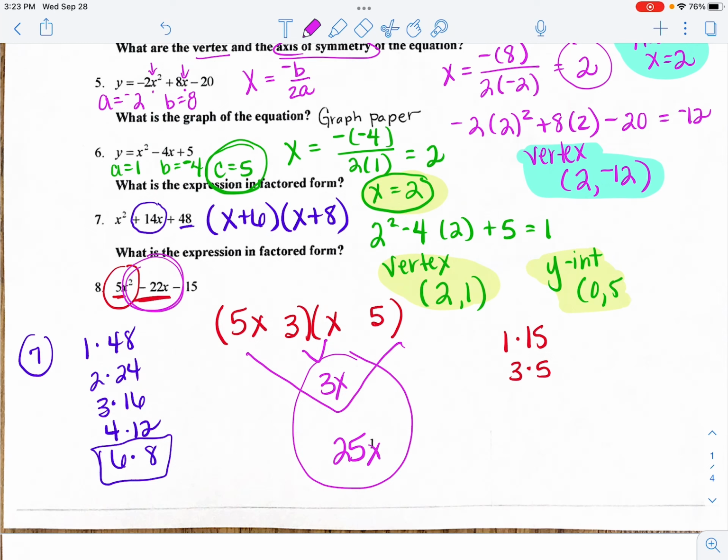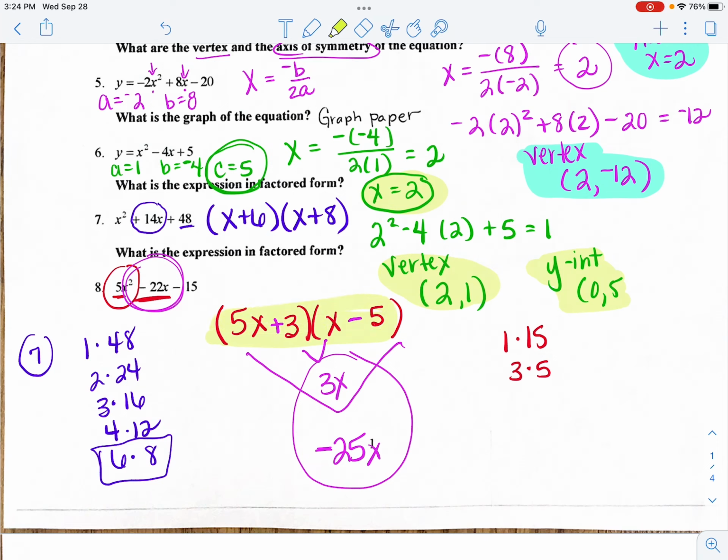Now we do have to be careful though. I need my 25 to be negative because I need it to be a negative 22. So I'm going to make sure and put a minus sign here because 5x times negative 5 is negative 25. And a plus sign here because 3 times x is a positive 3x. So my answer is this. This is my answer. It's the factored form of number 8.